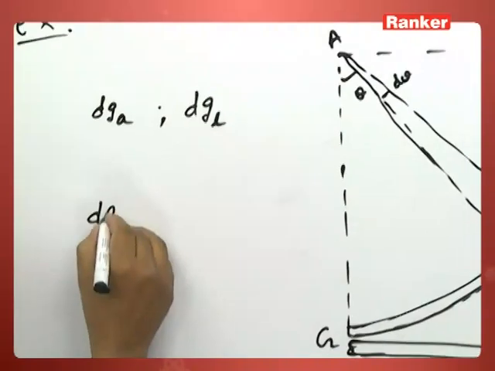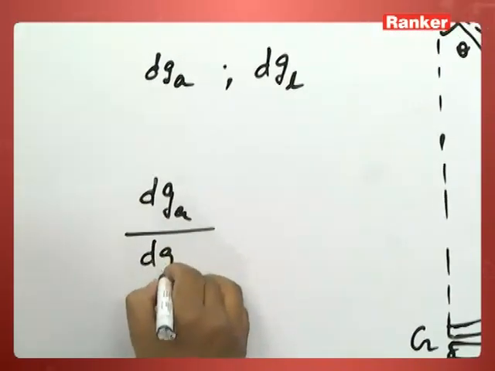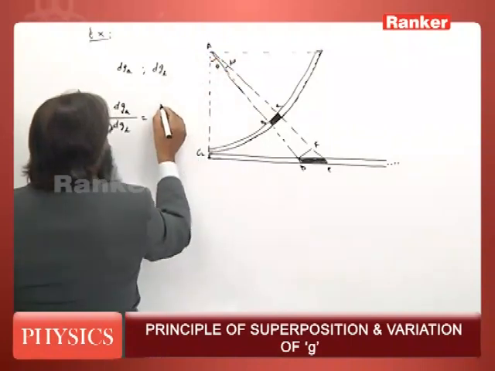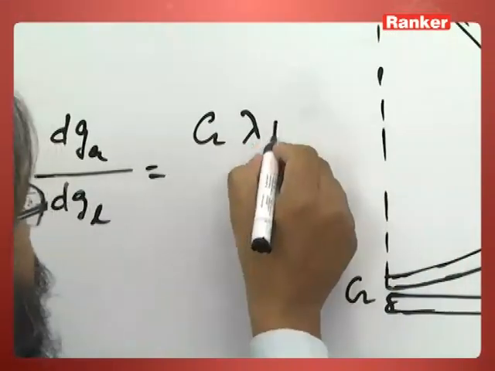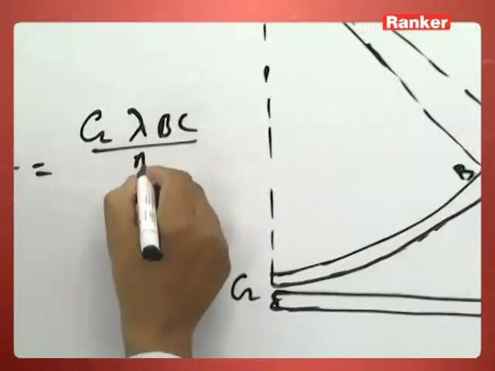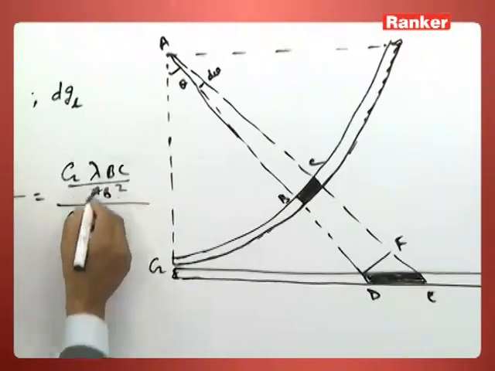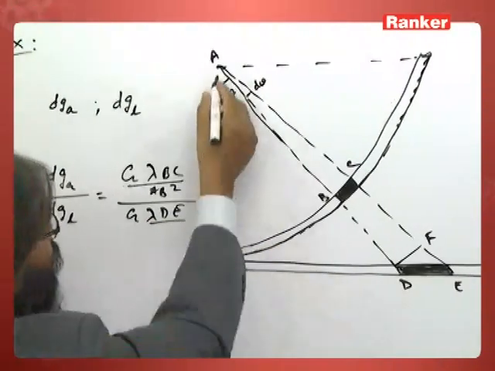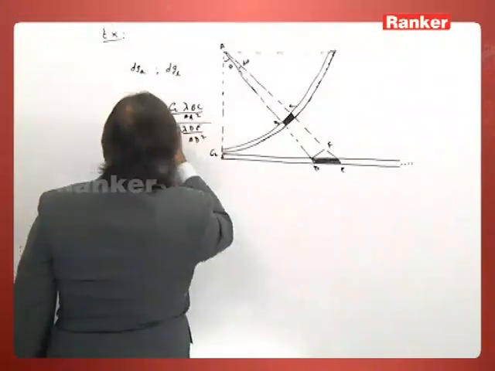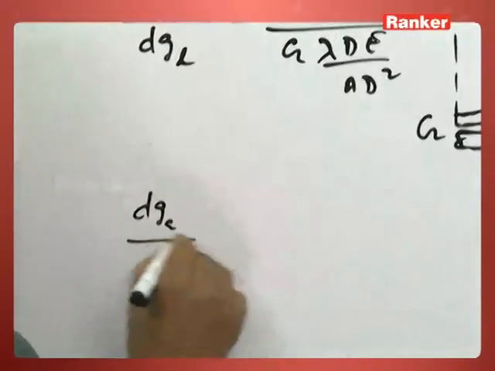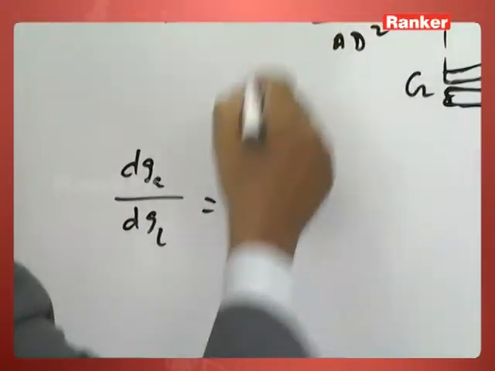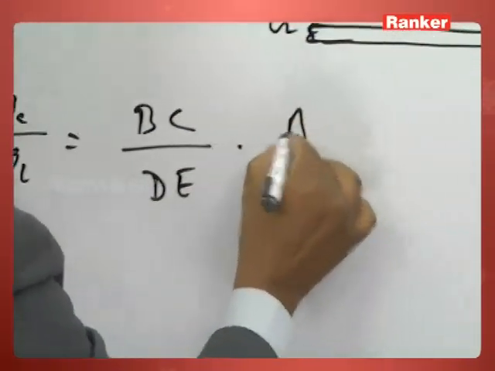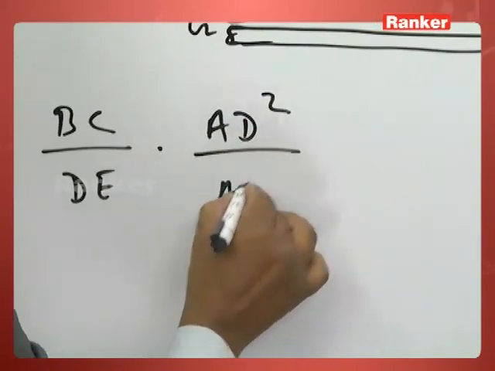So dG due to this arc by dG due to this line segment. The gravitational field due to this element is G lambda BC by AB square upon G, this is mass. So here mass of this is lambda DE by this distance AD square. So this is the ratio, that dG arc by dG line. So G and lambda cancel, we will get BC by DE into AD square upon AB square.